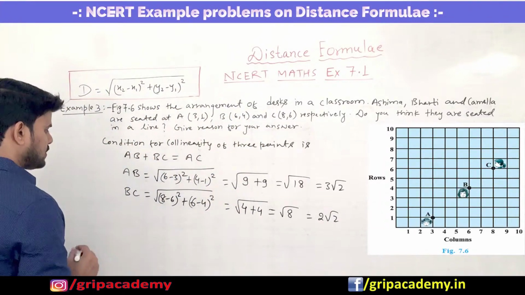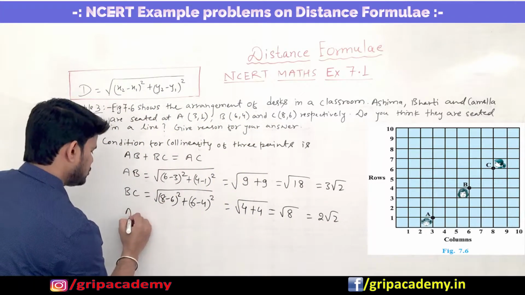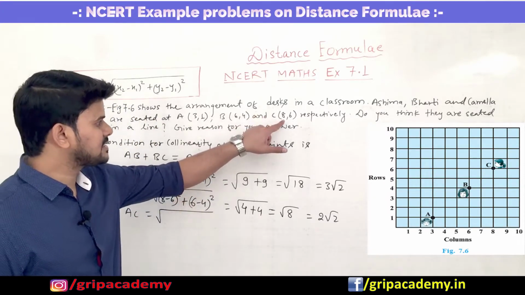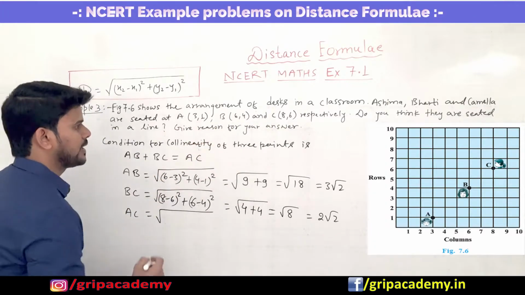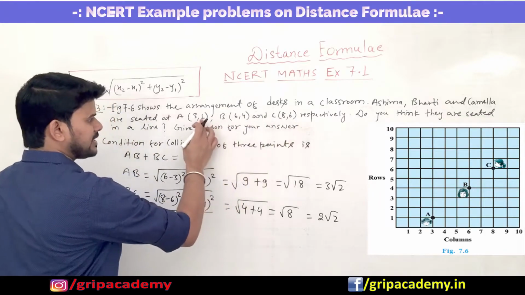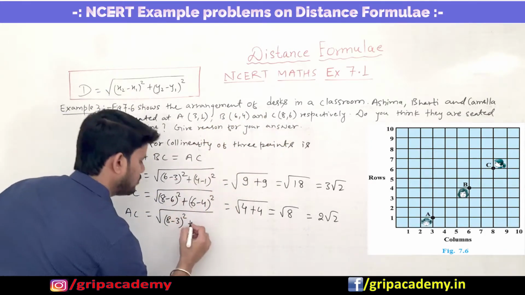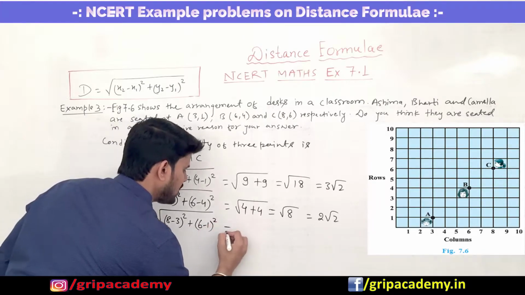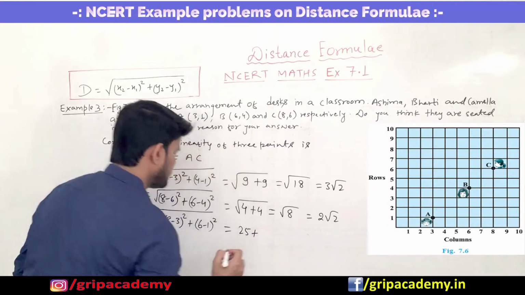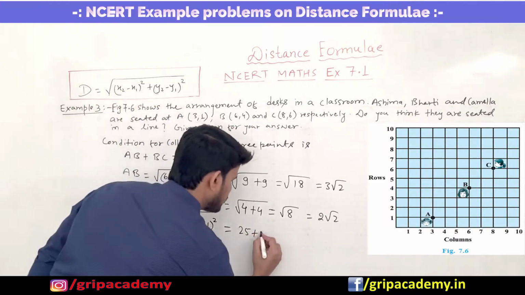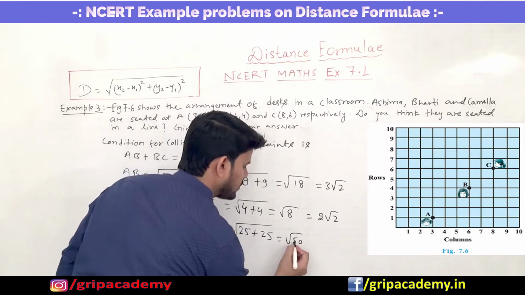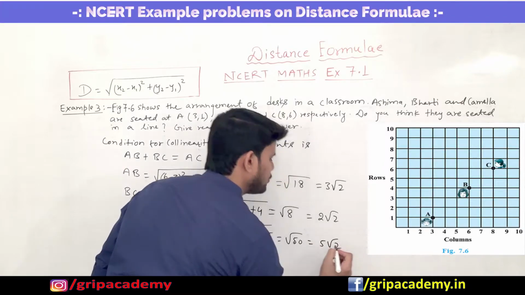Okay, now next is AC. So AC equals under root of (x3 minus x1) whole square, that is (8 minus 3) whole square, plus (y3 minus y1) whole square, that is (6 minus 1) whole square. So how much will we get? 8 minus 3 is 5, 5 square is 25, plus 6 minus 1 is 5, 5 square is 25. So we are getting root 50, which we can write as 5 root 2.